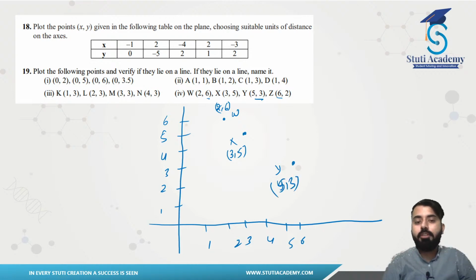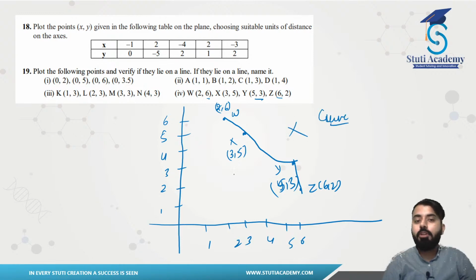And lastly, we have what? (6, 2). 6 right, 2 upwards. It should be here. Let's say this is z, (6, 2). Now guys, see a line is going like this. Firstly, it will be moving up, then it will be going down. So guys, see, this is not a straight line. They are not lying on a straight line, they are lying in a curve.